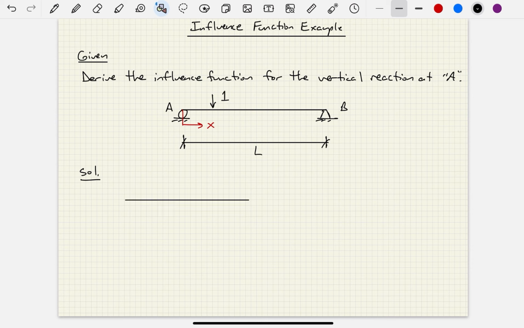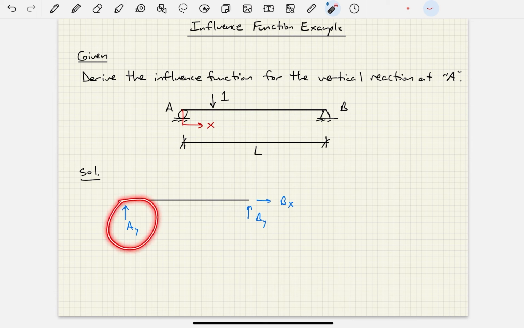And I'm going to go ahead and draw here a free body diagram of the beam. So I've got an AY, and of course, I do have a BY and a BX, but I'm not interested in BY and BX because the problem is only looking for the vertical reaction influence line, or influence function, for A. So that's what I'm really interested in, AY.